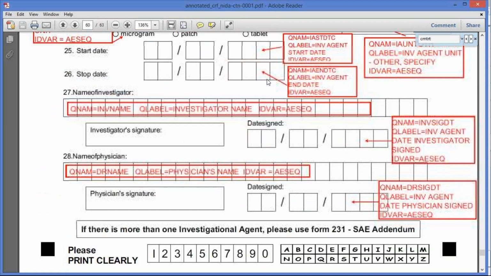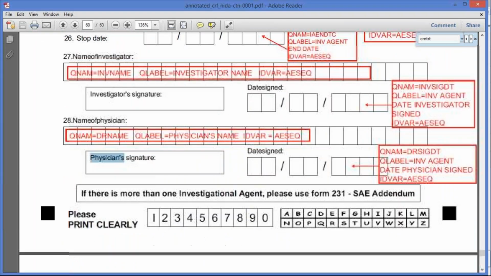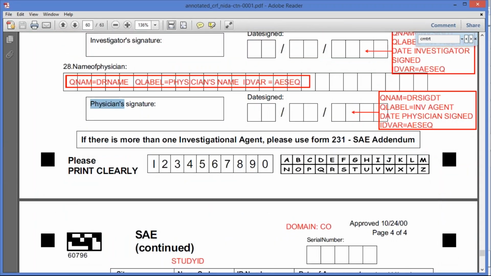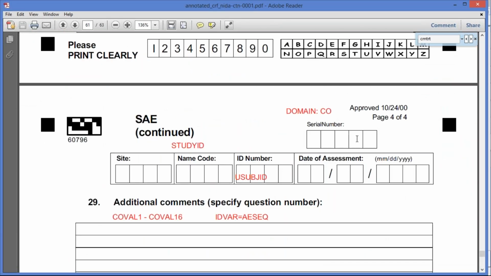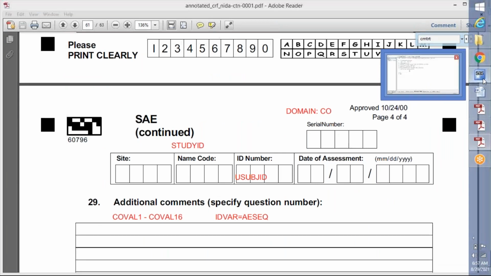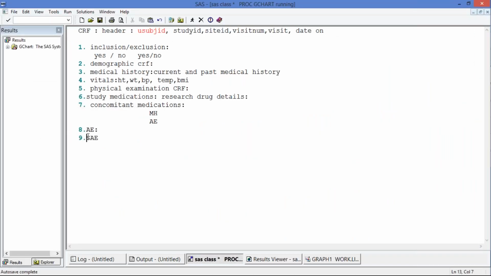Investigator details, who is reporting, investigator signatures, physician signatures. Okay, so this is the serious adverse event. We'll have a separate CRF for serious adverse event. Sometimes serious adverse events also will be collected as part of adverse effects.